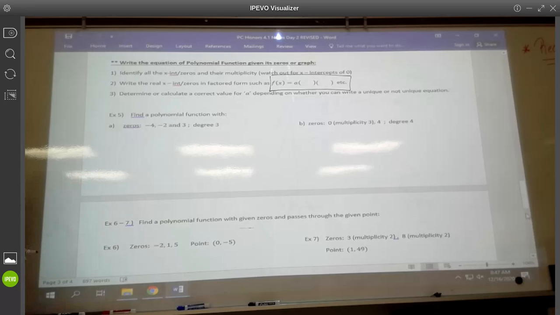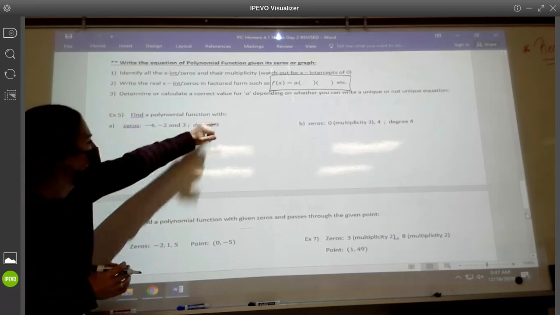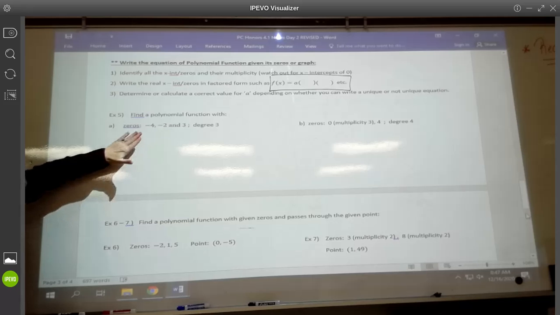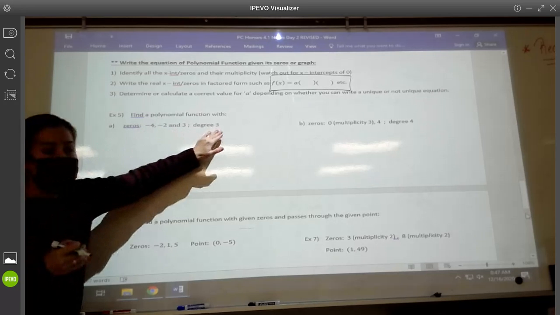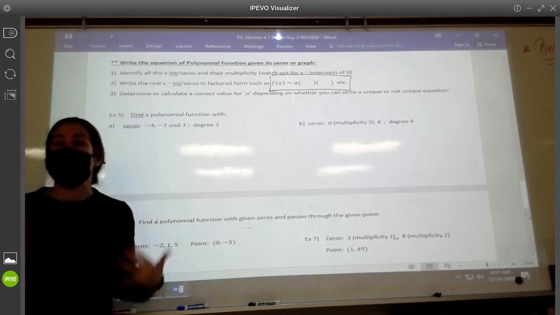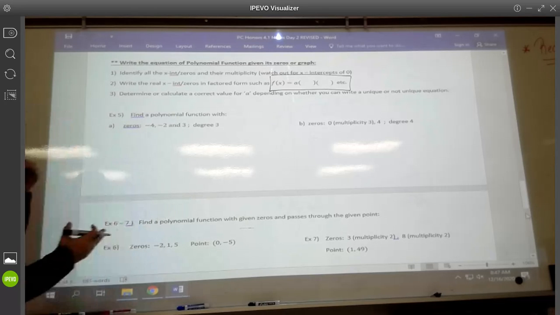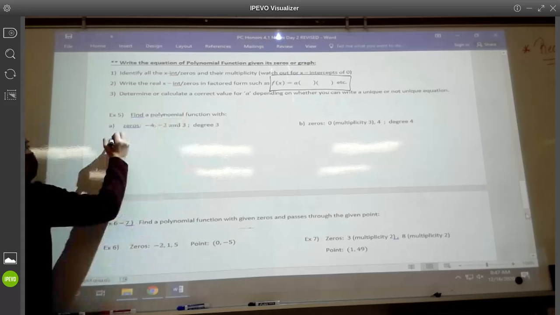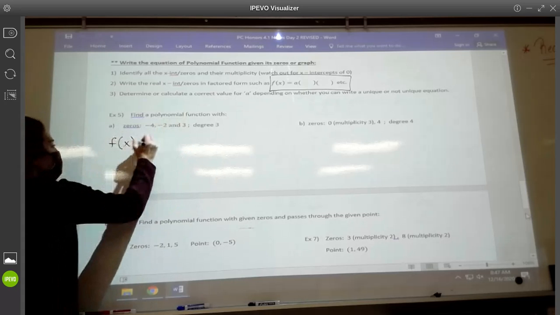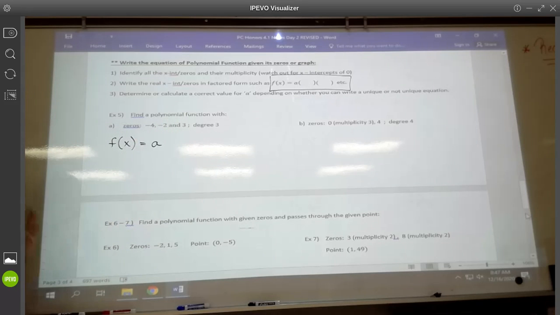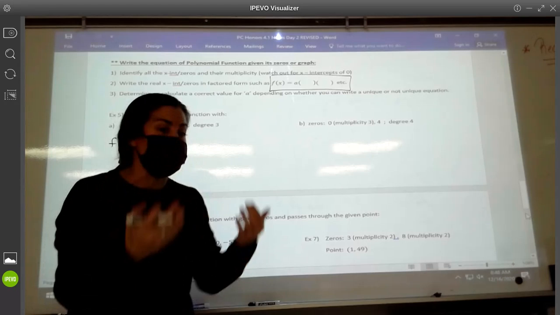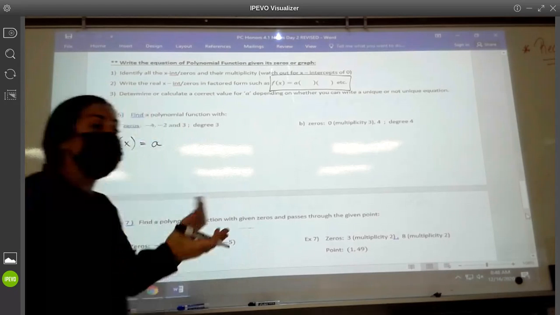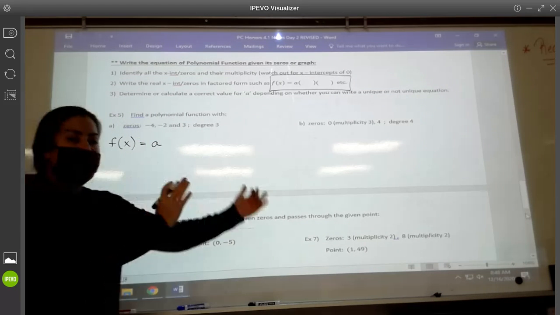All right, so guys, they want you to find a polynomial function that will have zeros at -4, -2, and 3, and the degree of the polynomial has to end up being a degree 3 polynomial, all right? All right, so here we go. Take your formula, f of x equals a. Always start with that. If these are the zeros, then at some point they were factors of this polynomial expression. So now write your zeros back as factors.